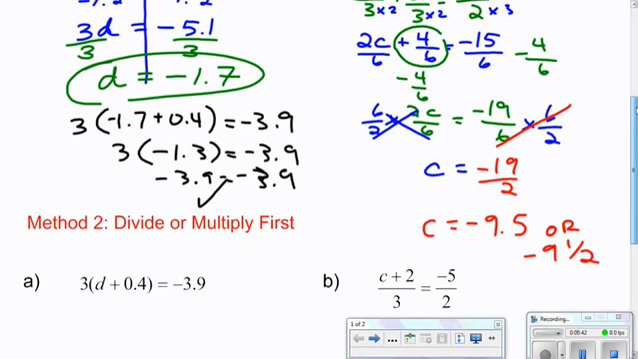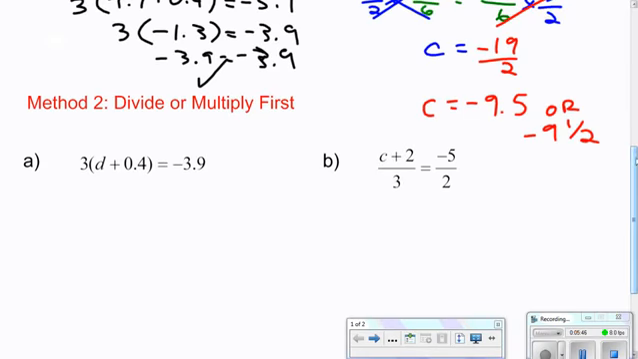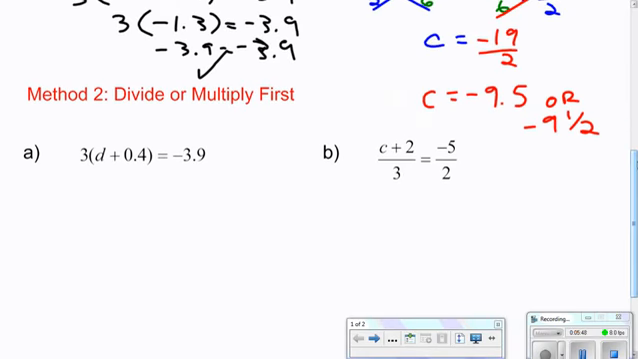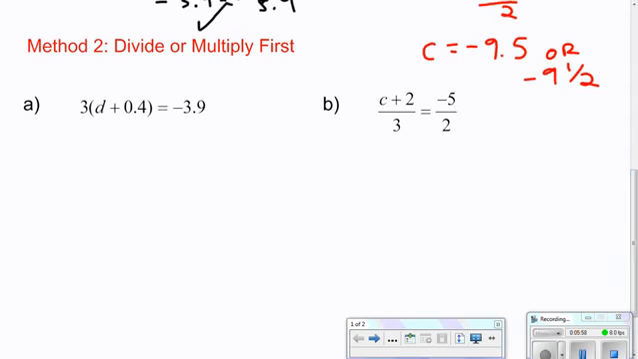So that's using the distributive property method. However, there's another option. When you have something being multiplied, we can always divide to undo it or remove it. So we don't necessarily have to distribute. Sometimes it's going to make more sense, sometimes it's not.